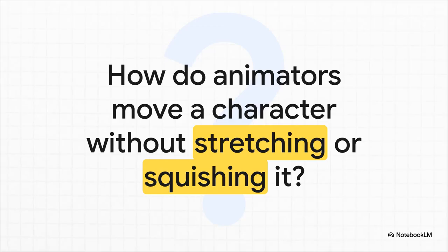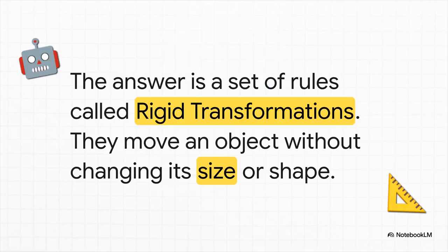Okay, so let's circle back to that first big question. Think about your favorite animated character. When they're zipping across the screen, they stay perfectly, well, themselves, right? Their arms don't suddenly get longer, their head doesn't warp into some weird shape. So how do artists and programmers make sure that happens, frame after flawless frame? Well, the answer lies in this really powerful concept called rigid transformations.